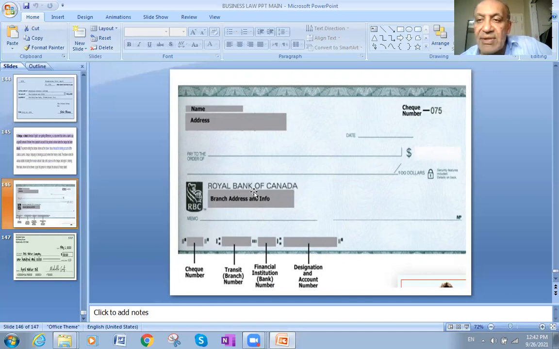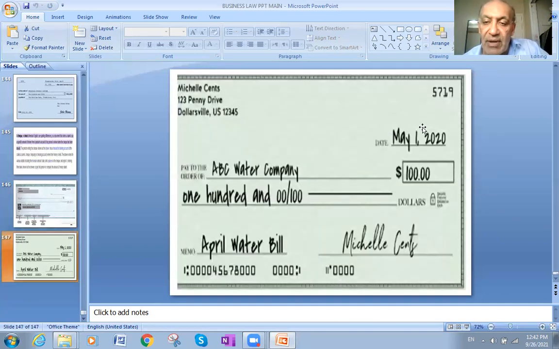We call it the drawee, the bank to whom the order is directed. So we have the drawer here, we have the payee here, we have the drawee here, and that's all the components. Remember, the components, when we apply it on an example, will look like this.